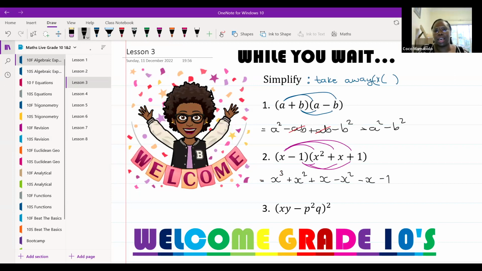All right. I know that positive x squared minus x squared will give us 0. X and minus x will give us 0. So what I actually have left here is x cubed minus 1.